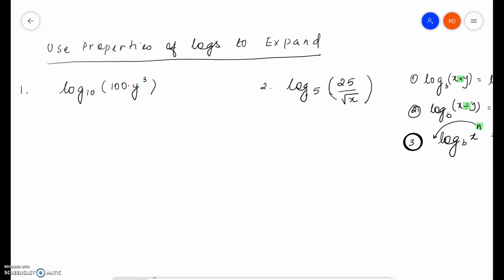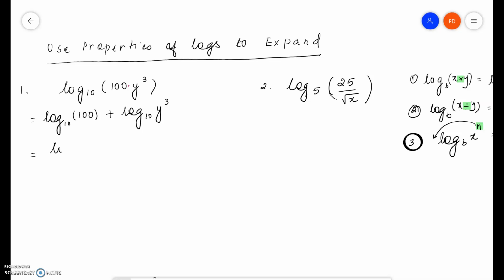So let's first use the multiplication property. Multiplication changes to addition. So we have log, again, remember the base is the same, to the base 10 of the first number, plus, remember the multiplication changes to addition of logs, log of y cubed to the base 10. So we've seen this before. We can evaluate this log expression because it's a number.